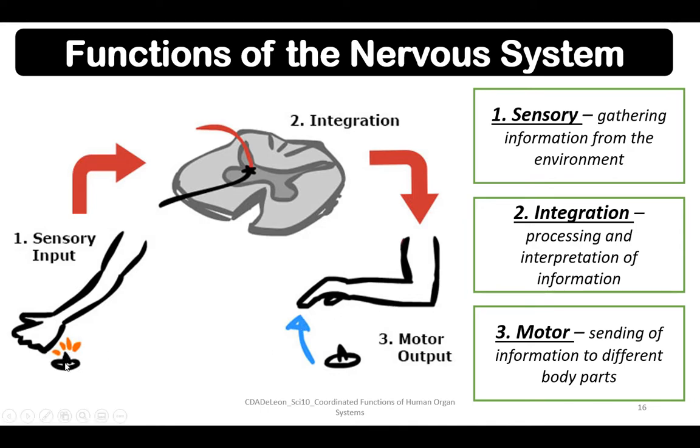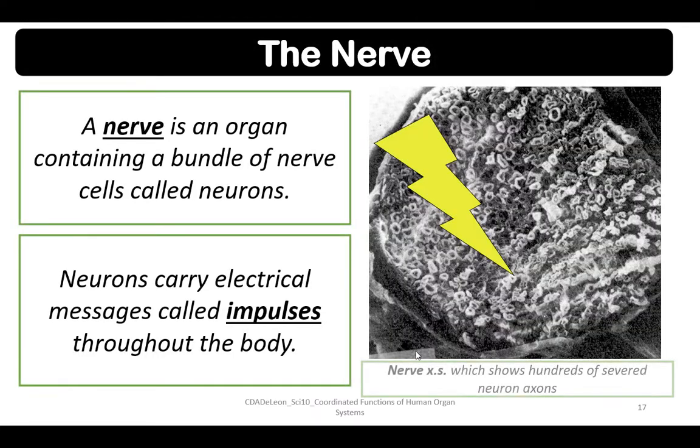So, once natusok ang katawan or nakaramdam ng sakit or pain ang isang part ng ating katawan, it tends to withdraw that part or affected part sa source ng pain. That's motor output. Now, when you say the nerve, this is an organ containing a bundle of nerve cells called neurons.